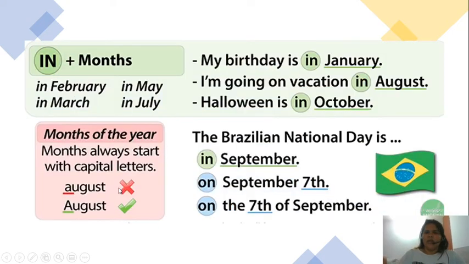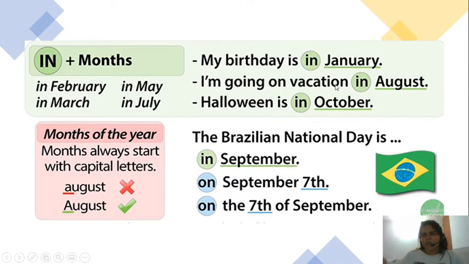Well, when do we use in? We use in when we're talking about a month. For example, in February, in May, in March, in July. My birthday is in January. It is just the month. I'm not saying the day. So that's the reason why I use in.